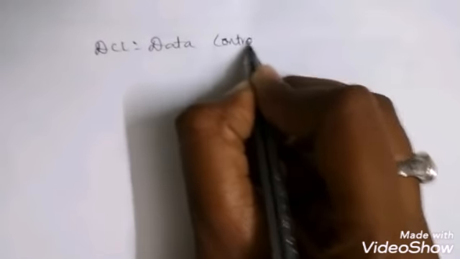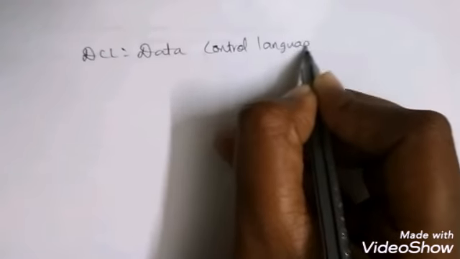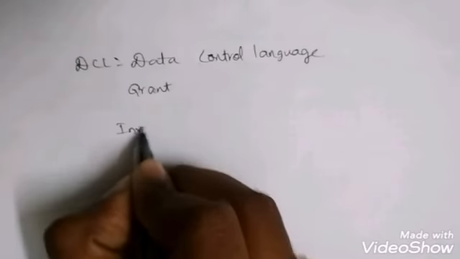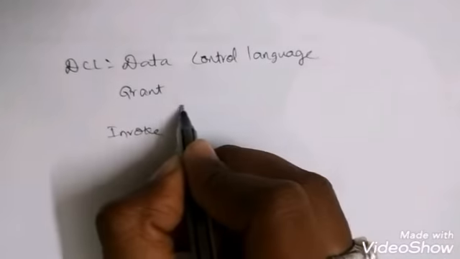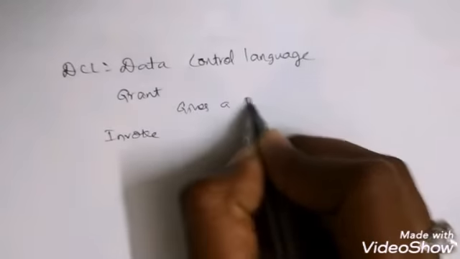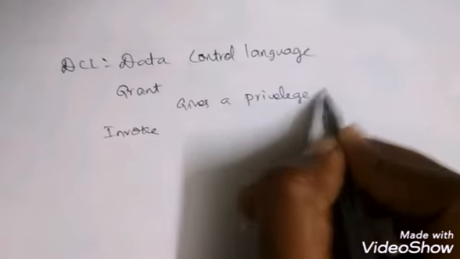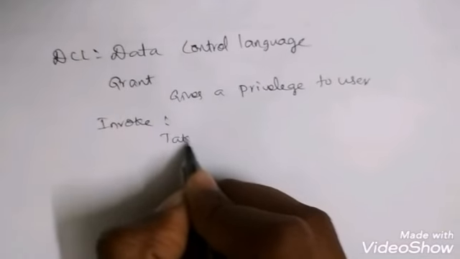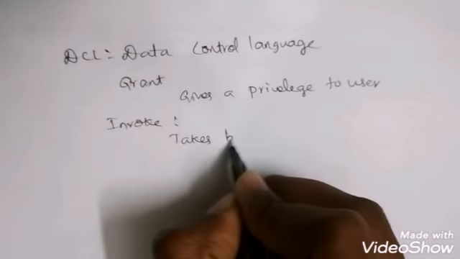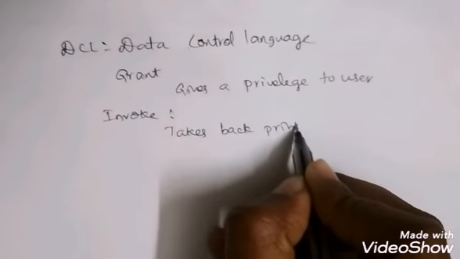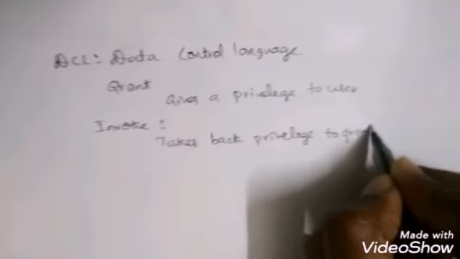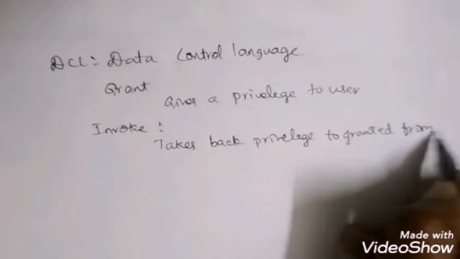DCL, data control language. In this we have grant and revoke. Grant gives a privilege to a user. This command is used to give privilege to the user. And revoke takes back privilege from the user. Privilege granted to the user, we will take back with revoke. They are vice versa to each other.